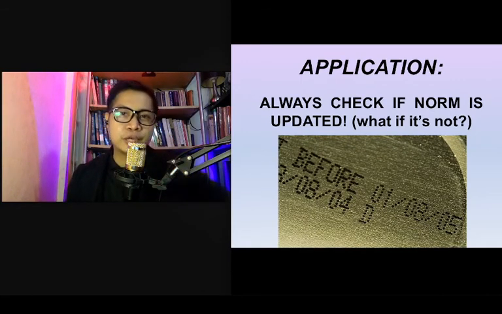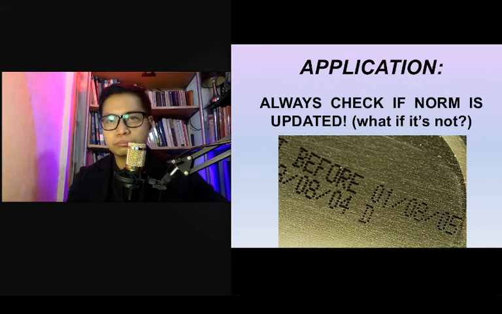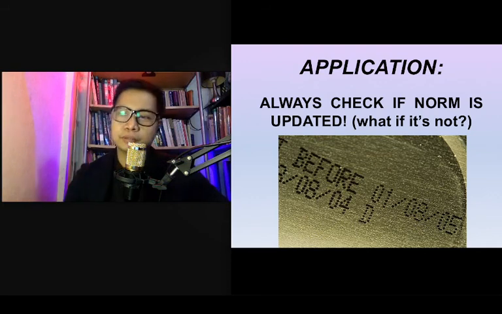If the answer is yes, go ahead. That is the right norm to use to interpret your raw score. But if the answer is no, nakita mo, 1932 pa yung norm. 2021 na ngayon. Don't use it. Because it will only give you an inaccurate assessment.